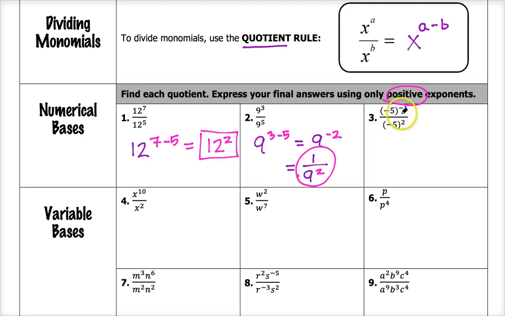Number 3, negative 5 to the negative 1st divided by negative 5 squared. So our base we keep as negative 5. We take the top exponent, negative 1, subtract the bottom exponent, 2. So we have negative 1 minus 2. This gives us negative 5 to the negative 3rd power. Again, negative exponents we don't want in our final answers, so we can rewrite this as 1 over negative 5 to the positive 3rd power.